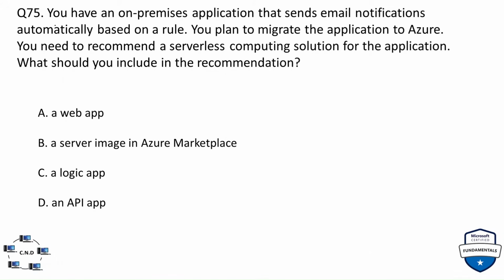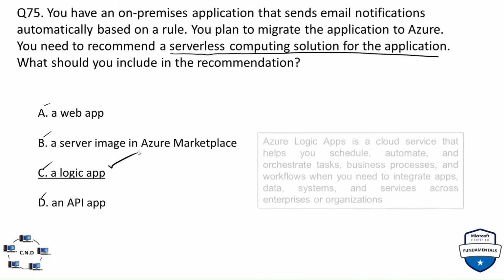And question 75, the last question, is that you have an on-premises application that sends email notifications automatically based on a role. You plan to migrate the application to Azure. You need to recommend a serverless computing solution for the application. What should you include in the recommendation? The options are A, web app, B, a server image in Azure Marketplace, C, a logic app, and D, an API app. And the correct answer is the Logic app.